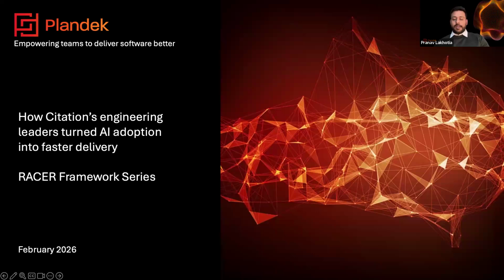In that webinar, he did speak a little bit around the constraint side of things. And today, we're going to focus very much on the constraints part of the Racer framework, which is the C in Racer. We have two leaders from Citation, one of our customers, joining us, and they'll be here to answer some questions. It will be more of a back and forth webinar that we'll be doing today.